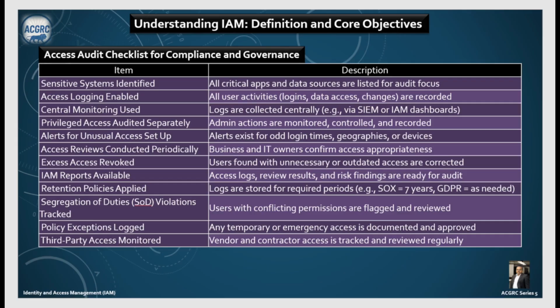Now, let's look at a checklist for compliance and governance. Starts off with: all critical apps and data sources should be listed for audit focus. All user activities should be recorded. Check out, do you do that? Logs should be collected centrally. Yes, centrally. Avoid keeping logs locally because once you have them centrally, you can govern them centrally.